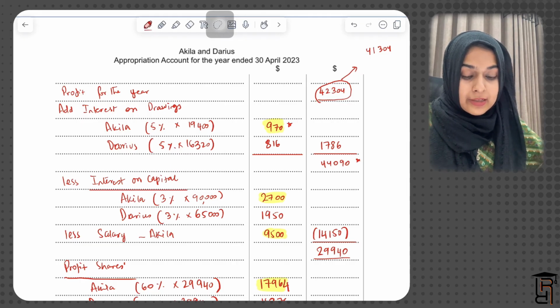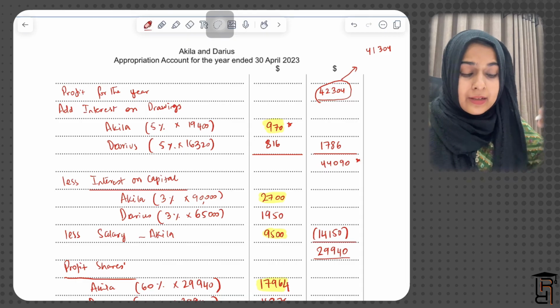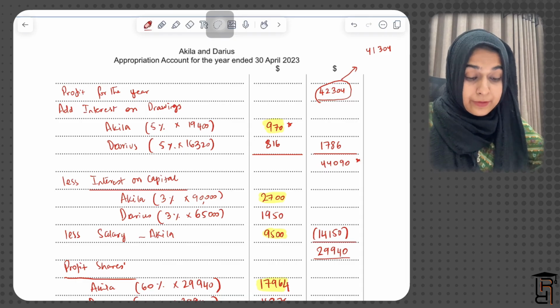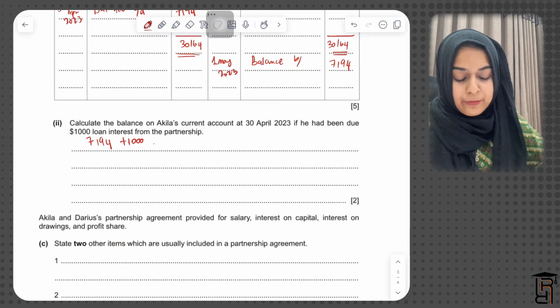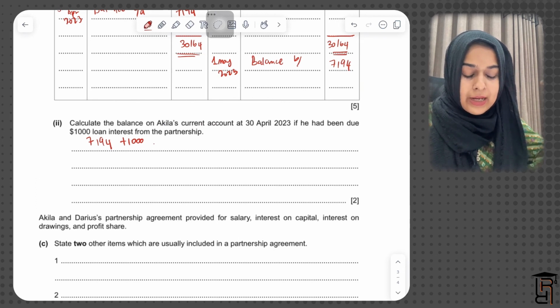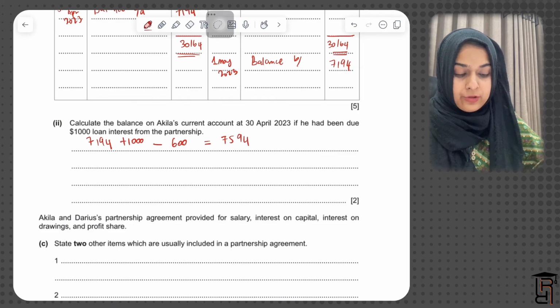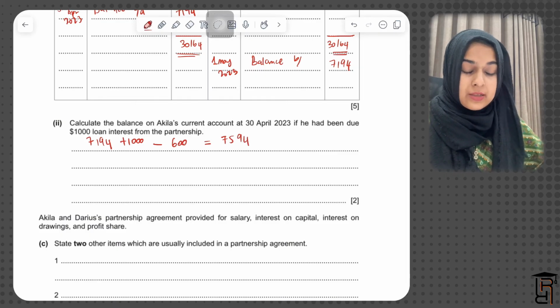So that means 1,000 will be the increment in the current account balance, because the current account will be credited because of it. And then the current account will be credited with this profit, that is 17,364, not 17,964. So that means Akila will be given a profit reduction of 600. So this will be his new balance: 7194 plus 1000 minus 600 will be the new current account balance. And this will come out to be 7594. So this will be the new current account balance of Akila.